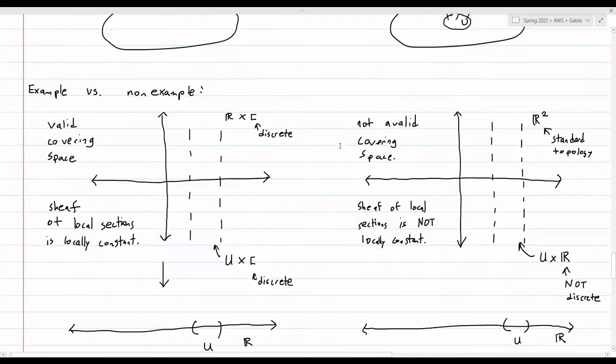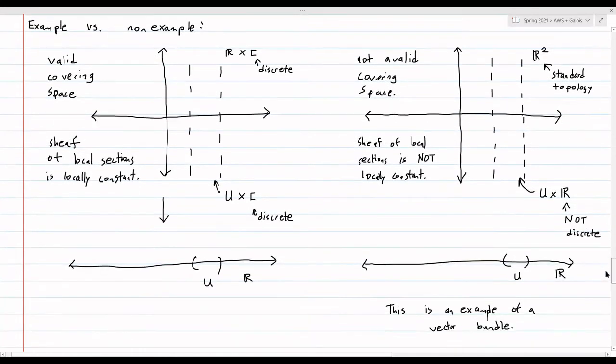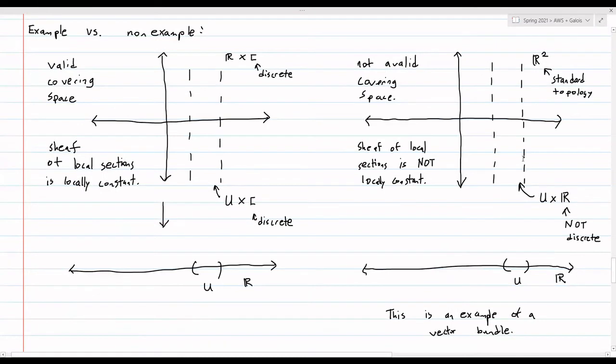And then there's an example versus non-example of covering spaces. So here on the left is a valid covering space. My base space is R, and the total space is R cross C, where C is a discrete set with the same cardinality as R. And the projection map is just a projection onto the X coordinate.